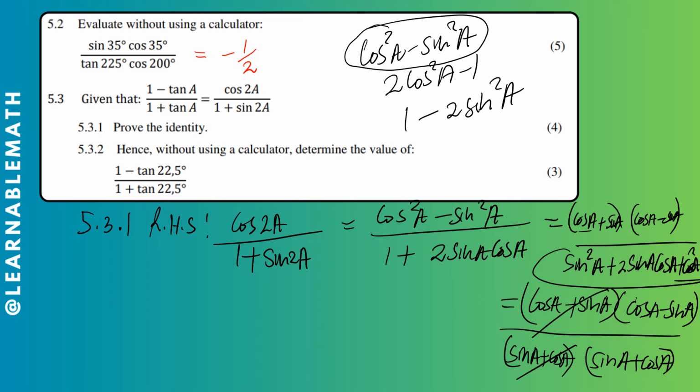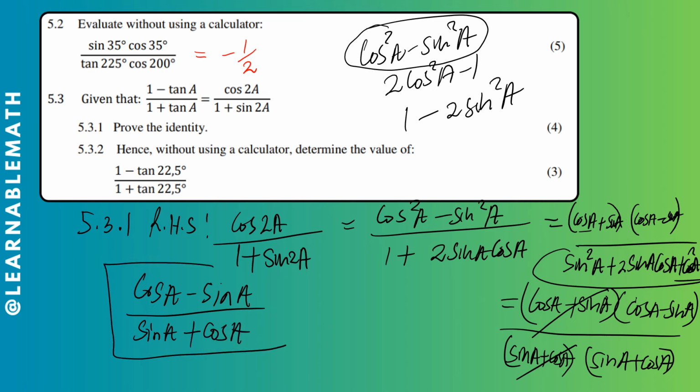We are now left with (cos A − sin A) divided by (sin A + cos A). Guys, we are at this point now. How can we reverse it to tan? For me to get tan A there, right?